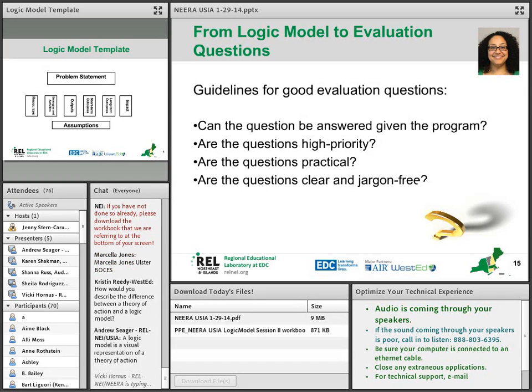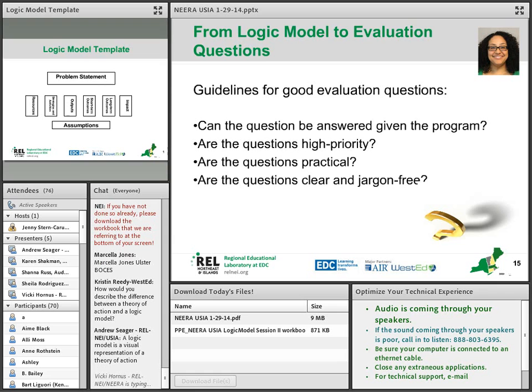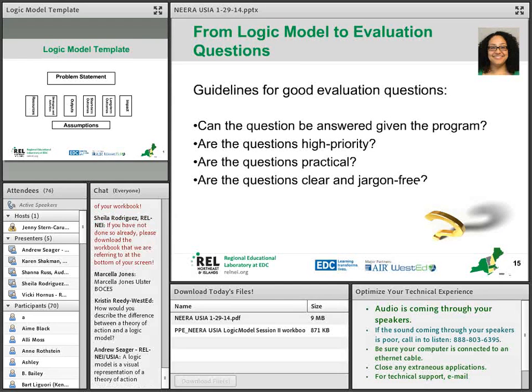Another question is, are the questions high priority? You want to try to distinguish between what you need to know and what may merely be nice to know. Are the questions practical and appropriate to the capacity you have to answer them? So you need to consider time, your resources, and the availability of assistance needed to answer the questions. And last but not least, this is really important: are the questions clear and jargon-free? You want to avoid the use of jargon or vague words that can have multiple meanings. You want to always define the key terms so that everyone understands the meaning.